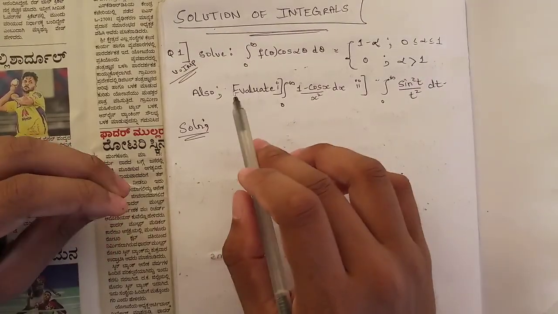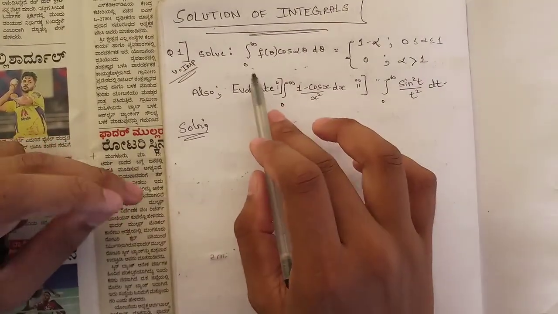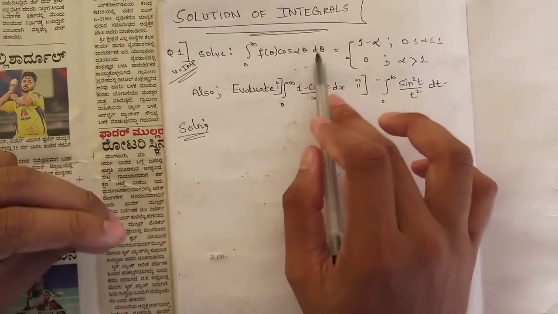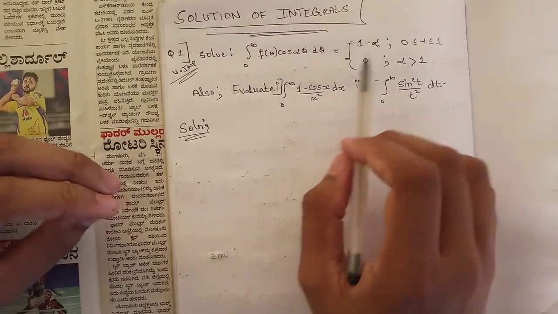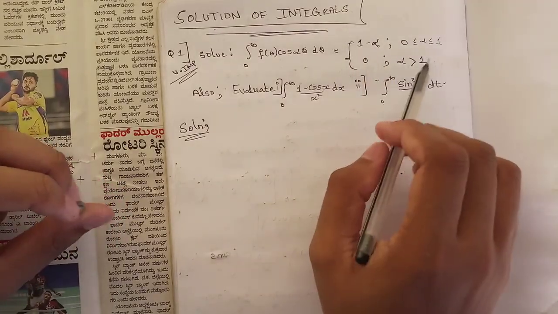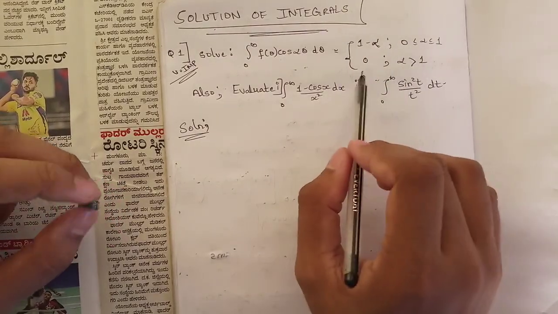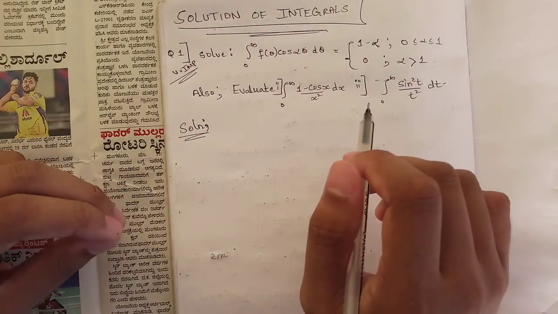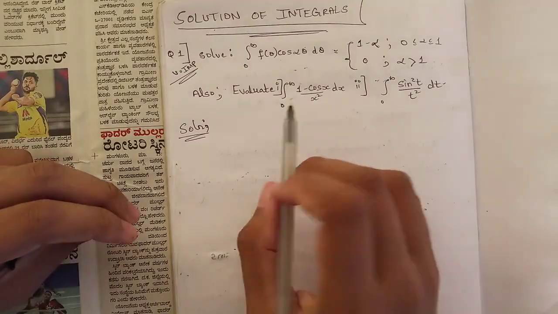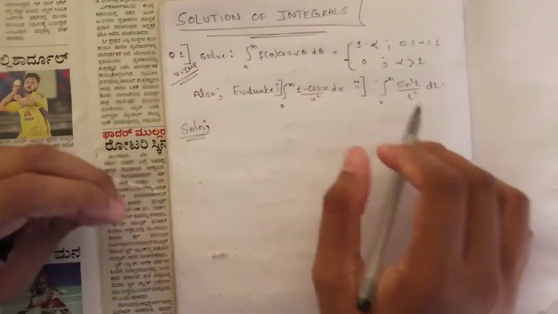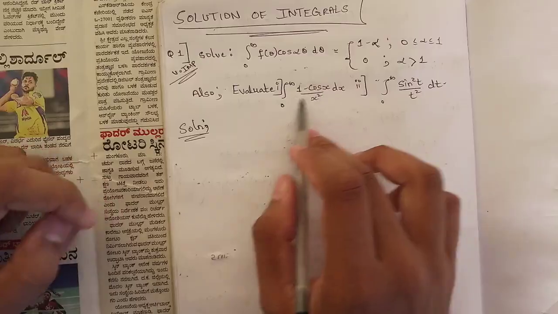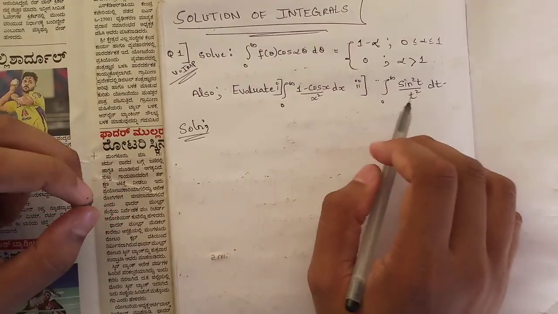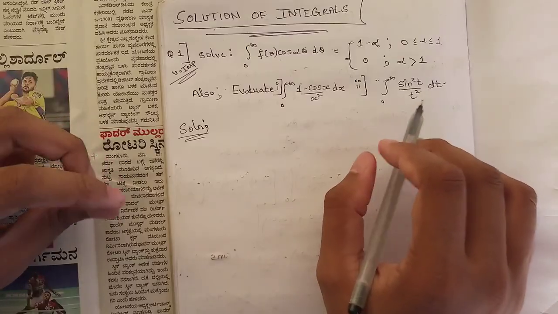The first question given here is to solve for the integral from 0 to infinity of f of theta cos alpha theta d theta, and it is given as 1 minus alpha when alpha lies between 0 and 1, and it is 0 when alpha is strictly greater than 1. Here we also need to evaluate two cases: the integral from 0 to infinity of (1 minus cos x) by x square dx, and the integral from 0 to infinity of sine square t by t square dt.